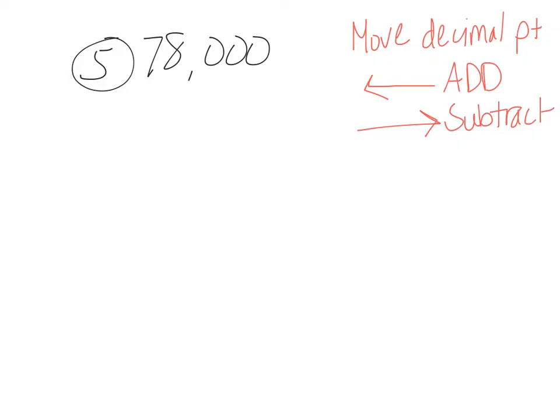So if they don't give you a decimal, it's always at the end. Now for scientific notation, it's always 1 digit, then the decimal, then whatever else is there. And for us, we moved it 1, 2, 3, 4 places, so it's 10 to the fourth. And it's going to be a positive 4 because we went to the left. And when we go to the left, we're going to add, so it's a positive 4.